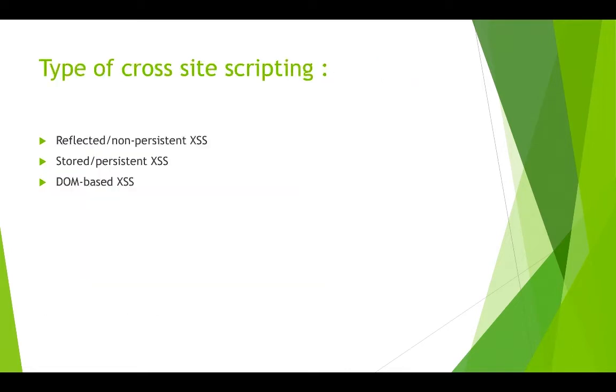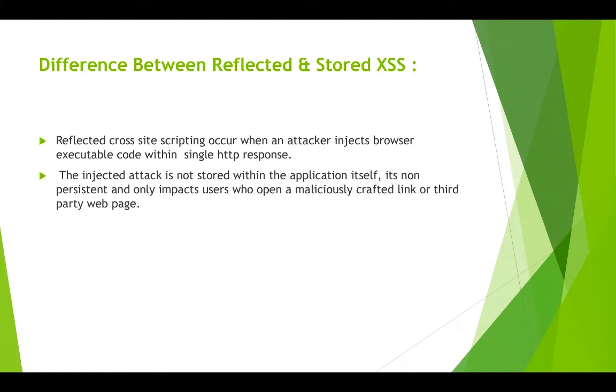There are three types of cross-site scripting: reflected, also called non-persistent, stored, called persistent, and the third one is DOM-based XSS. What is the difference between reflected and stored cross-site scripting? Reflected cross-site scripting occurs when the attacker injects browser executable code within a single HTTP response. Overall, the injected attack is not stored within the application itself. So the impacted user is the one who opened the maliciously crafted link or third-party web application. It will only impact the users who open that malicious link. Other users will not be infected by this attack.